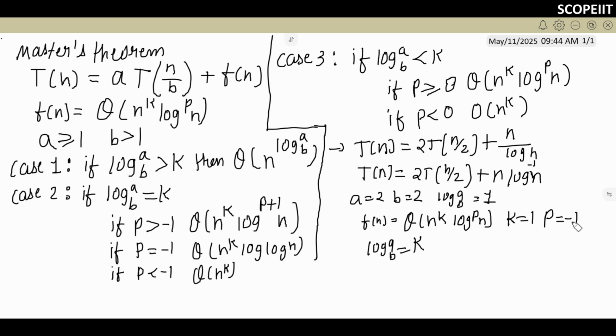So p is equal to minus 1. That means here it will go to the second case. So I will write it like theta in brackets n to the power k. What is my k here? My k is 1. So n to the power 1, that means n only. Then log of log n. So the answer for this question is n log log n.